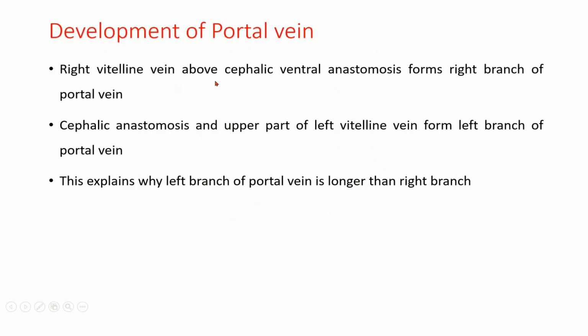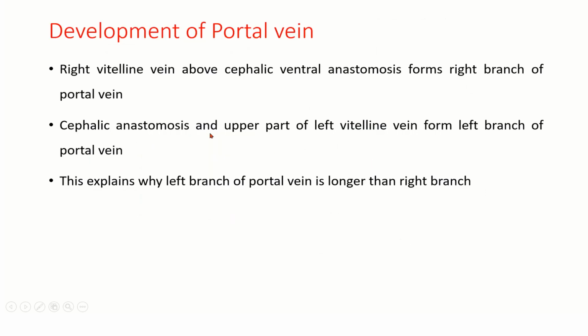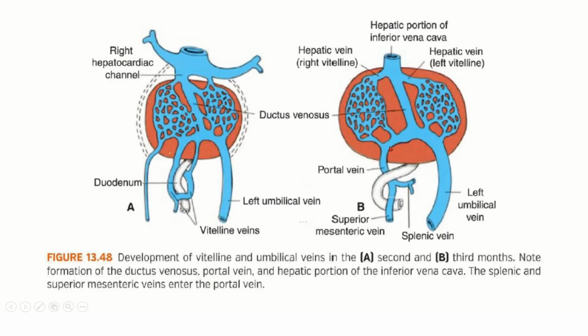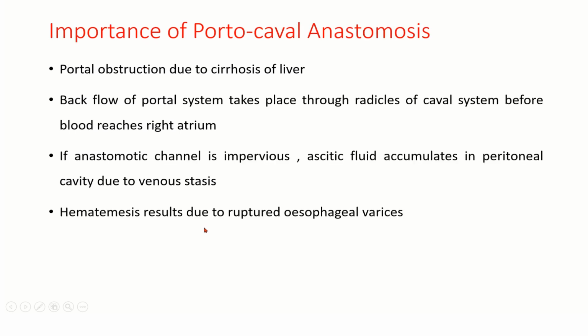So the right vitelline vein above the cephalic ventral anastomosis forms the right branch of the portal vein. And the cephalic anastomosis and the upper part of the left vitelline vein form the left branch of the portal vein. See, this will be the left branch of the portal vein. That's why the right branch is shorter and the left branch is longer. This explains why the left branch of the portal vein is longer than the right branch.